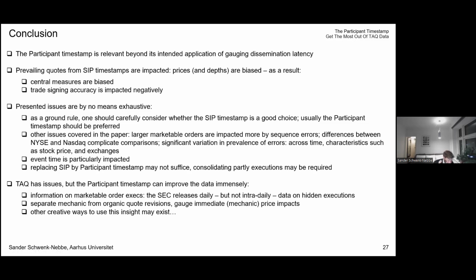I also want to say, I really like this data set. It's a great data set. It has a lot of problems, but the participant timestamp seems to improve the data immensely. So there are many things that you can do with this marketable order execution identifier. I'm sure you can get some really great ideas that I have not even thought of. I have a few here, but I hope to see some more. That would be really good to see.